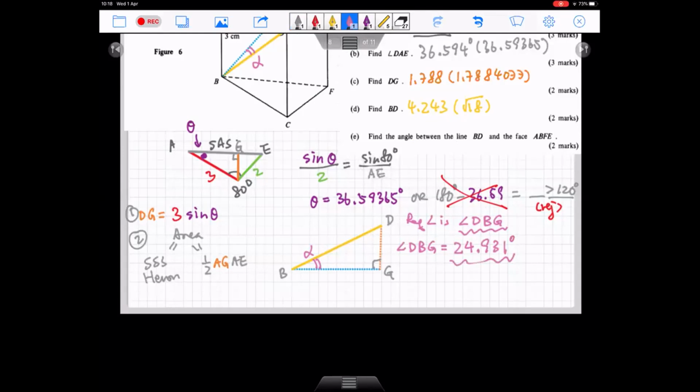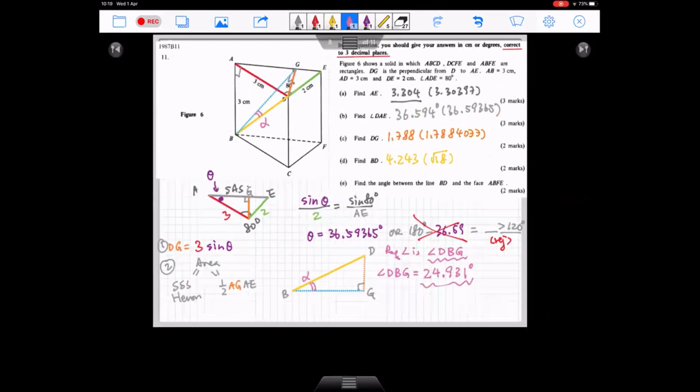So you have some follow-up to do. You have to open my SketchUp. Maybe I'll post it 2 hours later. Look at this particular yellow line, this line BD, and observe the angle between BD and the plane, the face ABFE. And I'll leave the calculation to you. You have to do your own calculation.